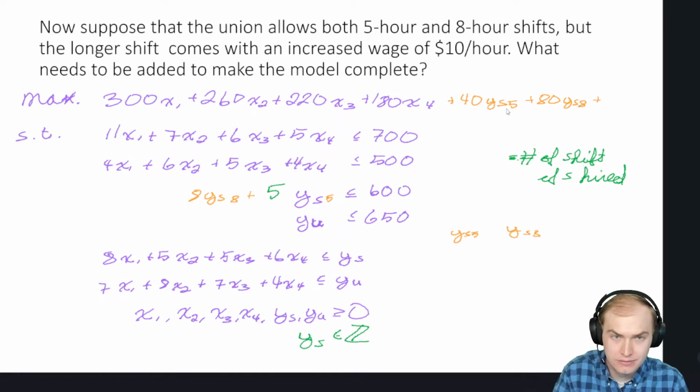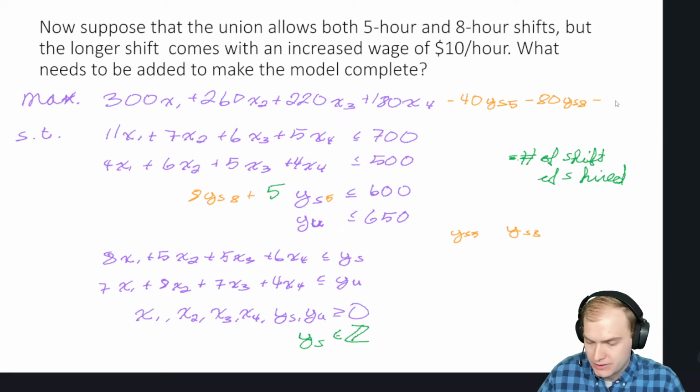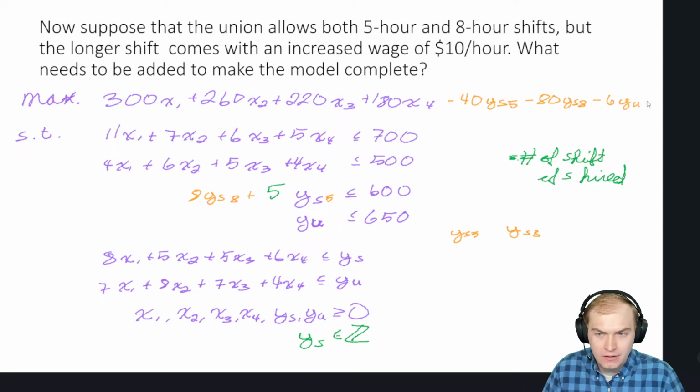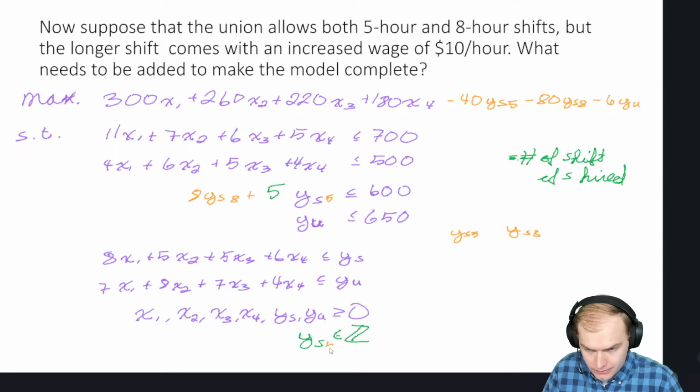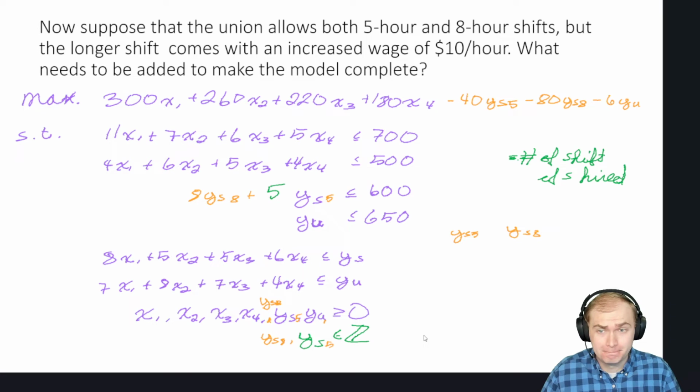Those should be minuses, I believe. Yep, because they're costs, not profits, not revenues. Minus, what was it, 6 yu. And further, we need to make sure that our new variables' domain is correctly expressed.